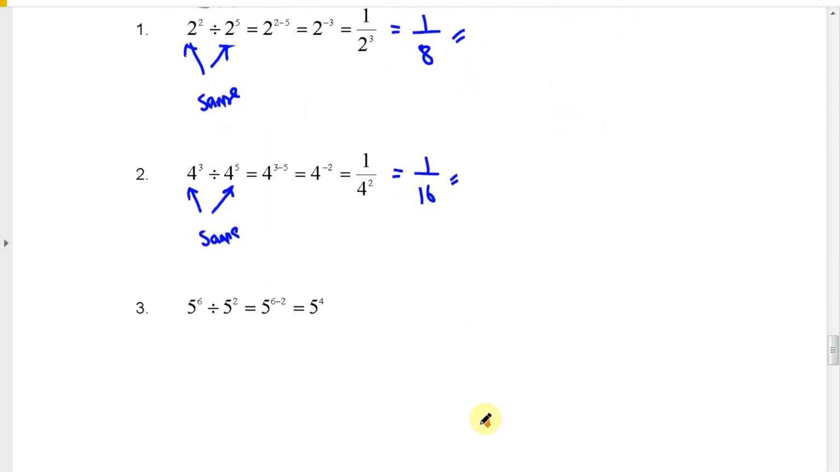Let's have a go at one more. 5 to the power 6 divided by 5 to the power 2. So the base numbers are 5. The base terms are the same. And we're dividing. So when we're dividing, subtract powers. That is the same as 5 to the power 6 take away 2. 6 take away 2 is 4.